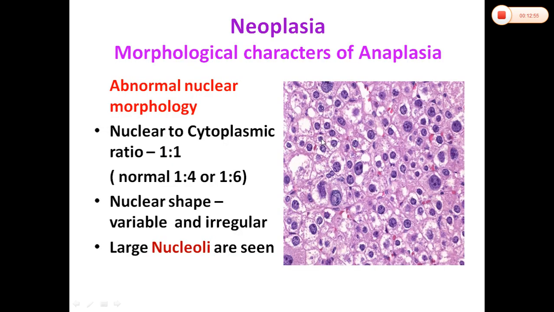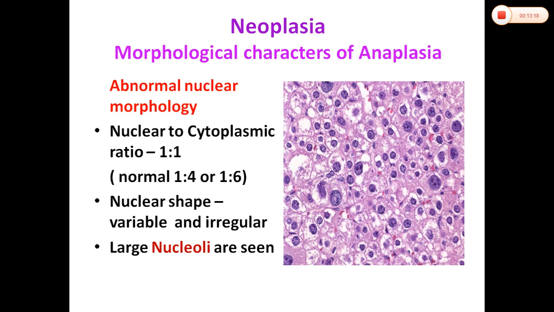The other features of anaplasia include abnormal nuclear morphology. The nuclear to cytoplasmic ratio in normal cells is 1:4 to 1:6. But here in anaplasia, the nuclear to cytoplasmic ratio is increased, that means in the ratio of 1:1. And the nuclear shape is variable and irregular, and nucleoli can also be seen.